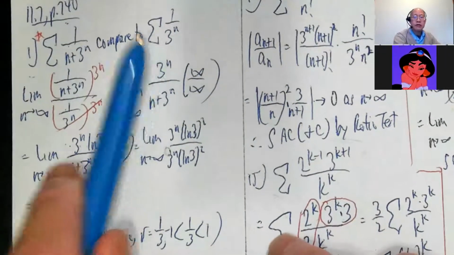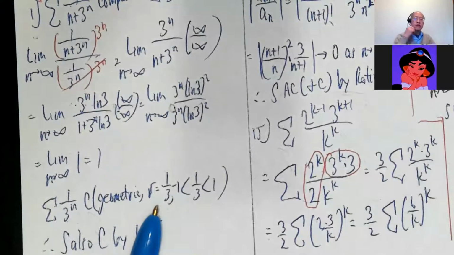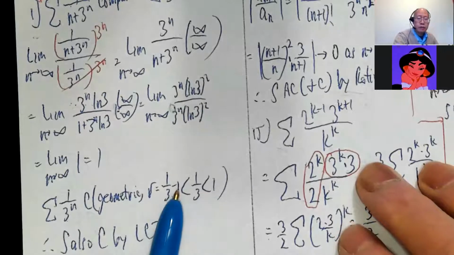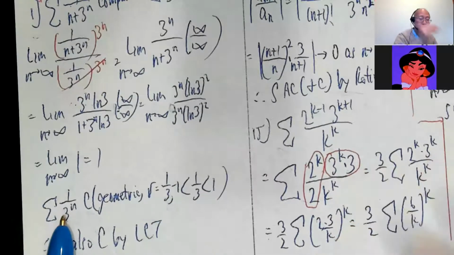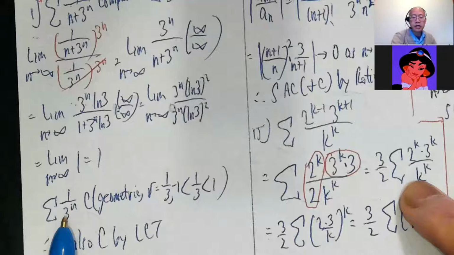Okay, and what do I know about this series, summation 1 over 3 to the n? That's a convergent geometric series. The common ratio is 1/3, and 1/3 lies between -1 and 1. Okay, how do I know this is geometric? Just try some of the terms. 1/3, 1 over 3 squared, 1 over 3 cubed, 1 over 3 to the 4th. So you say, what happens? Well, I just keep multiplying by 1/3.